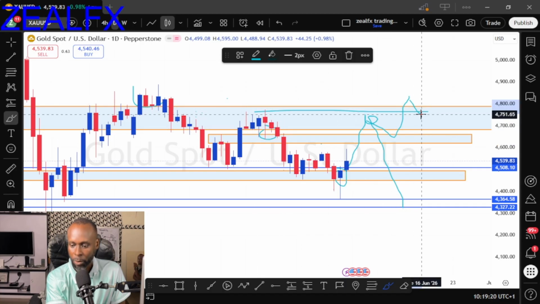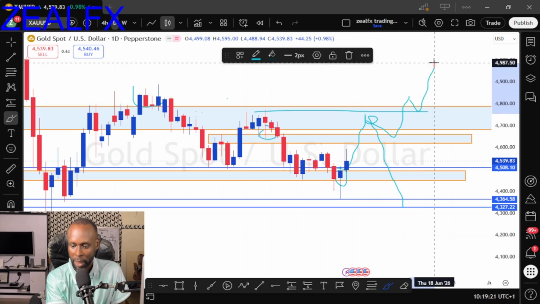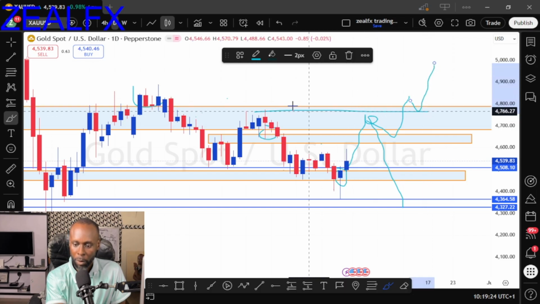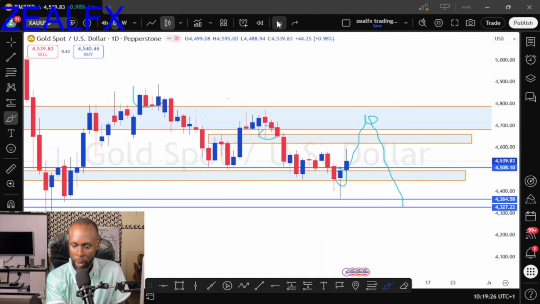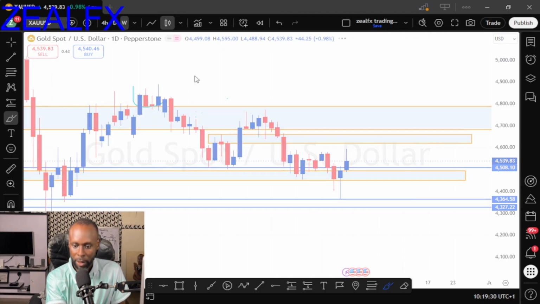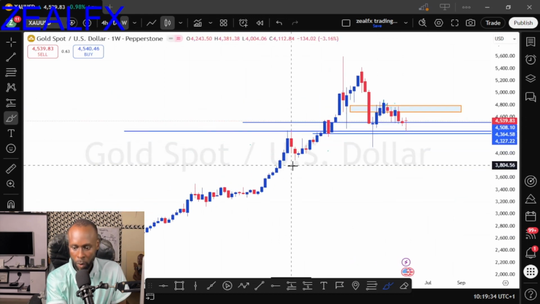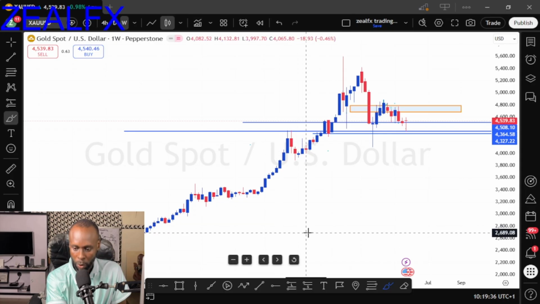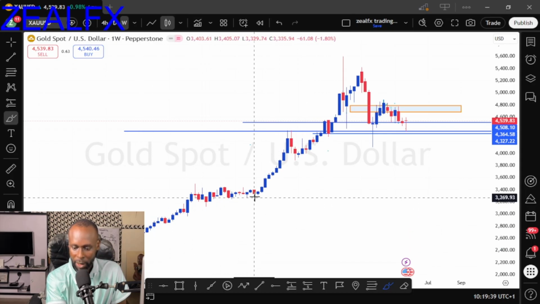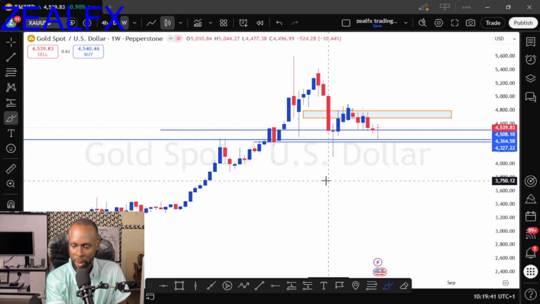And once we see a break of that resistance, this might trigger more buys for gold to the top. Because let's go back to the weekly time frame, because the major structure on the weekly time frame still remains in an uptrend structure. We can see that we still have this series of higher lows, which is the major structure, still in an uptrend.